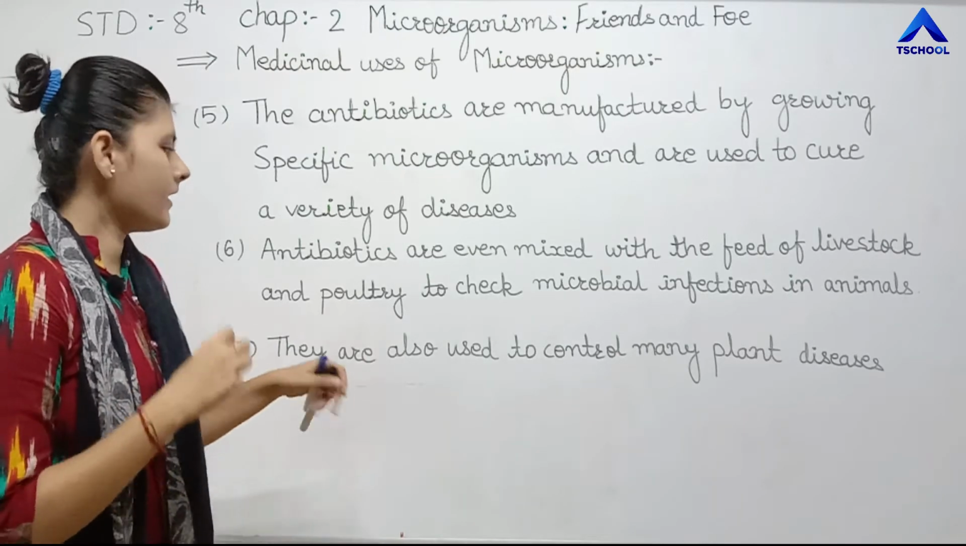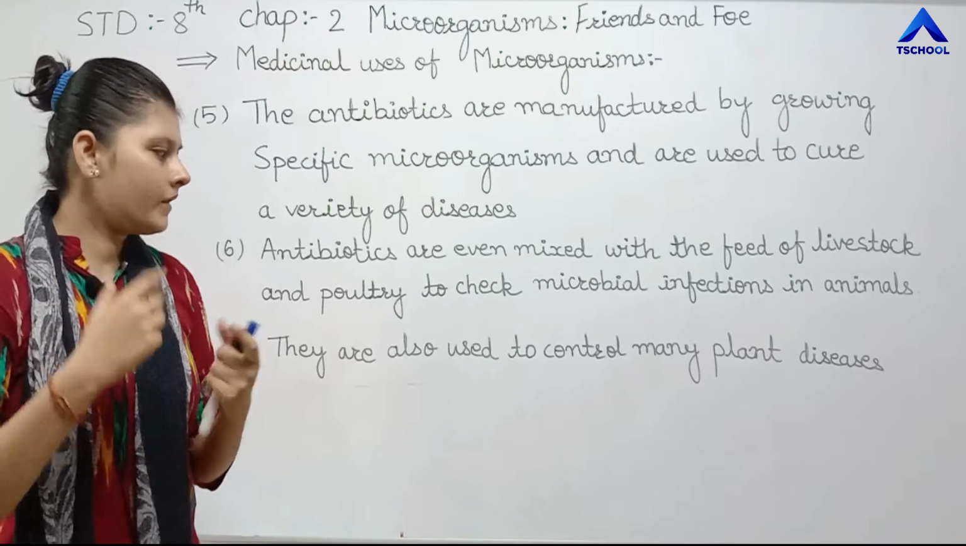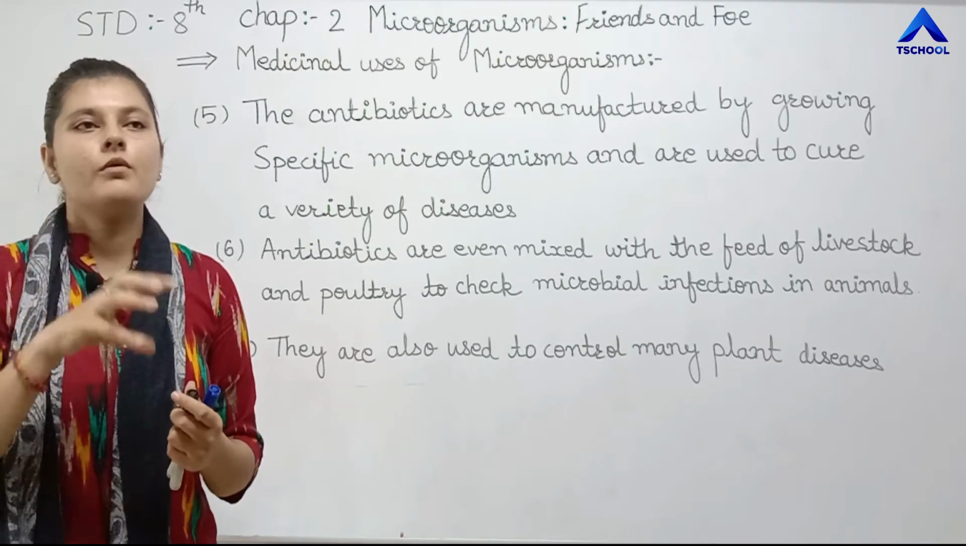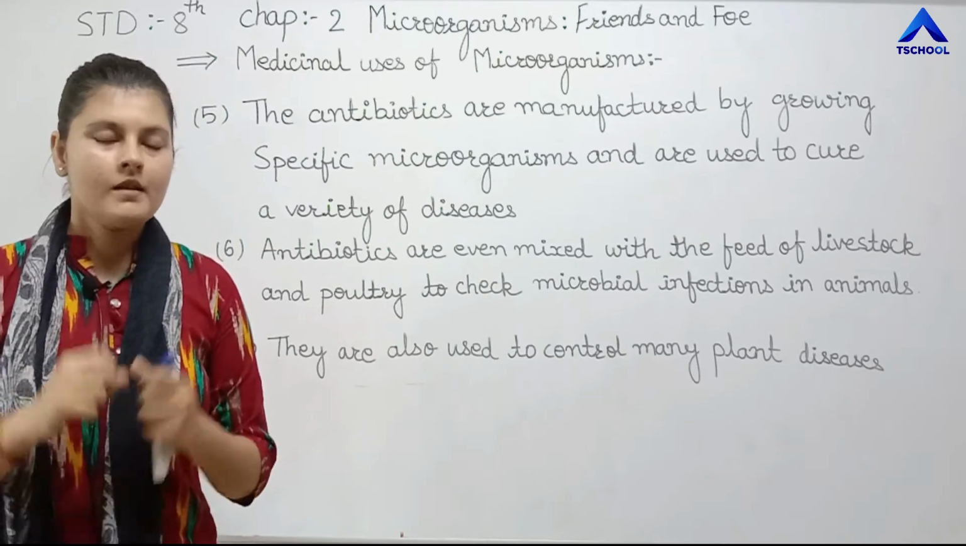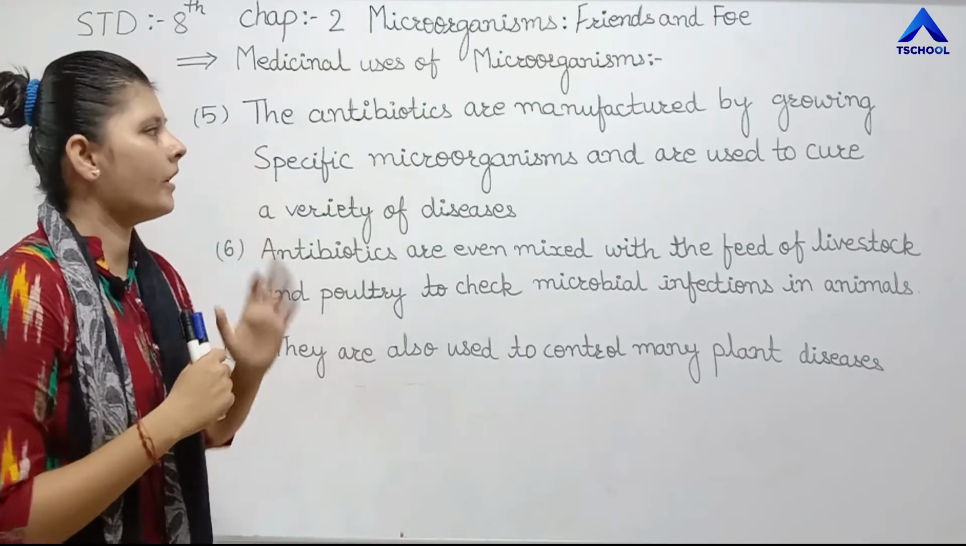The next is that we discussed that plants also have certain kinds of diseases, and people use antibiotics to control those plant diseases. So these are the things we have discussed about antibiotics.